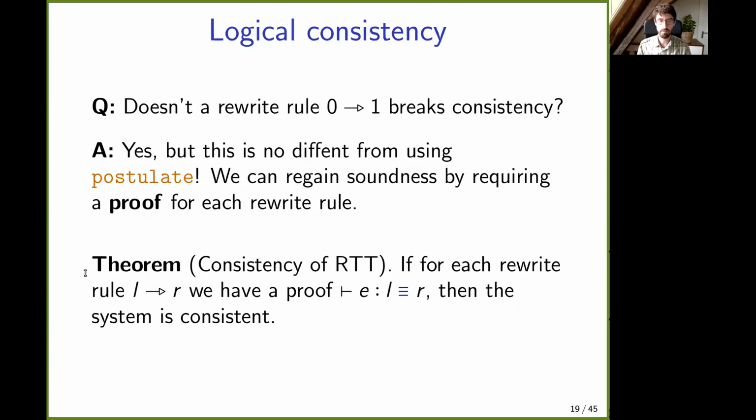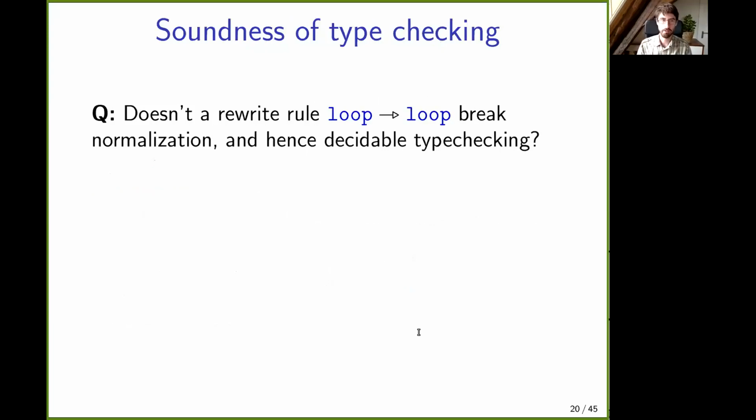And with this requirement, we regain consistency as a theorem of our system. So for each rewrite rule we have a proof, then the system is logically consistent. So far so good. So let's look at the second property, which is the decidable type checking.